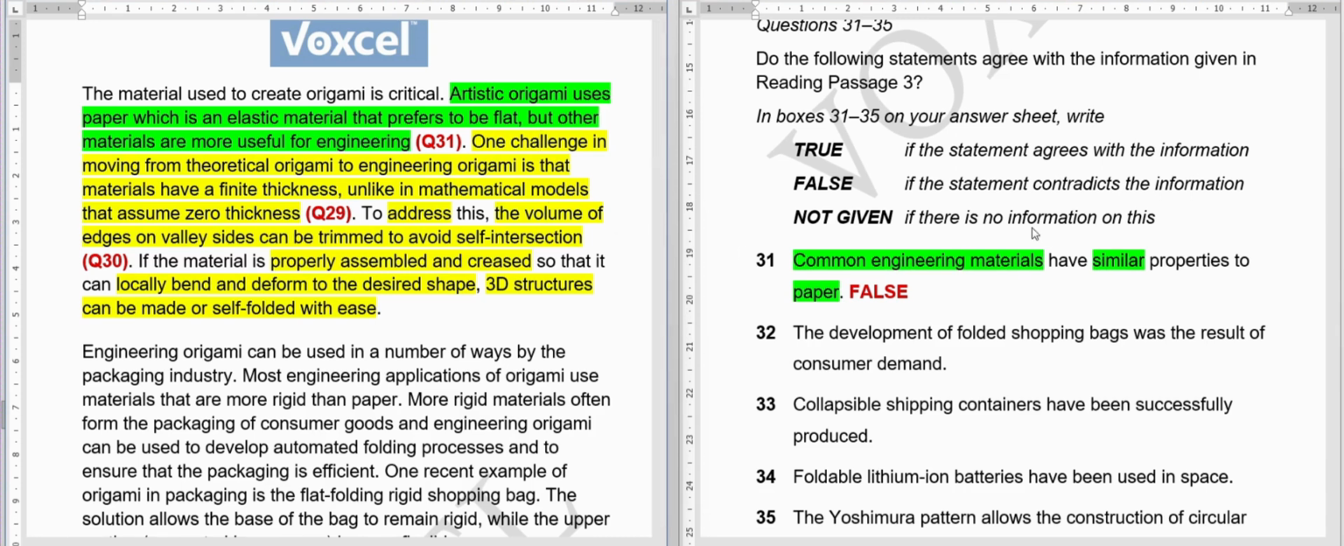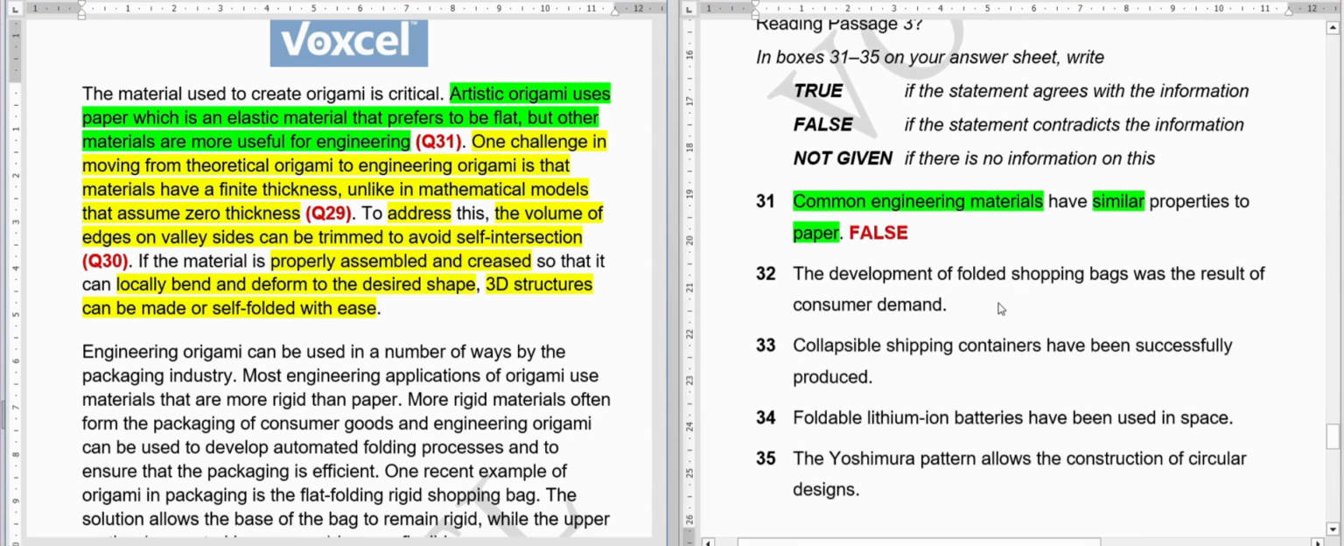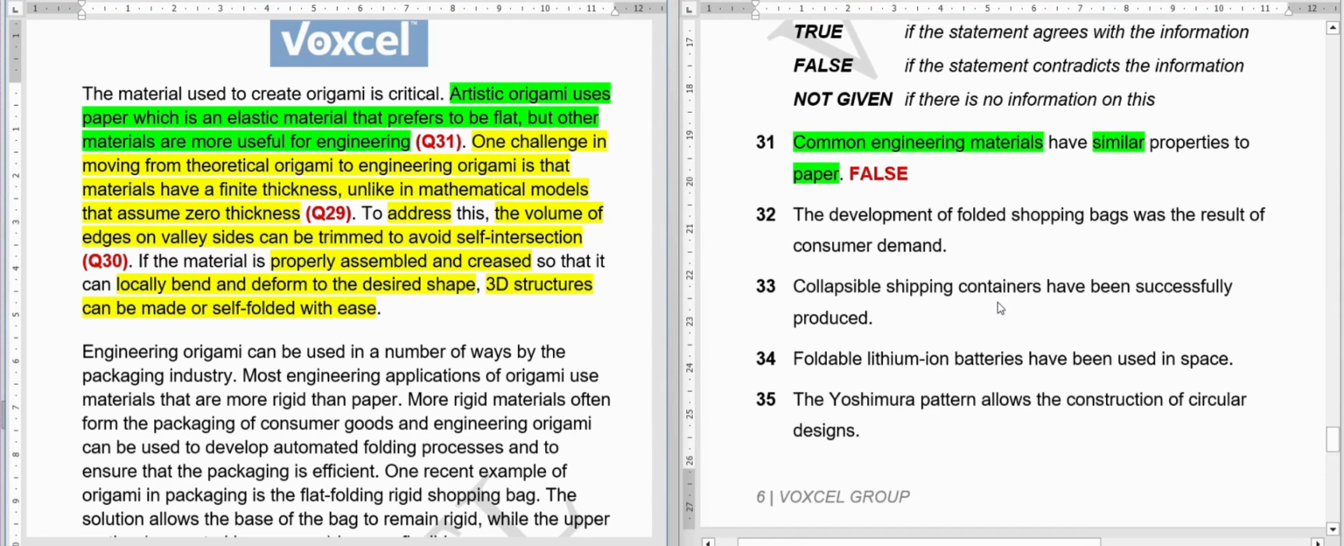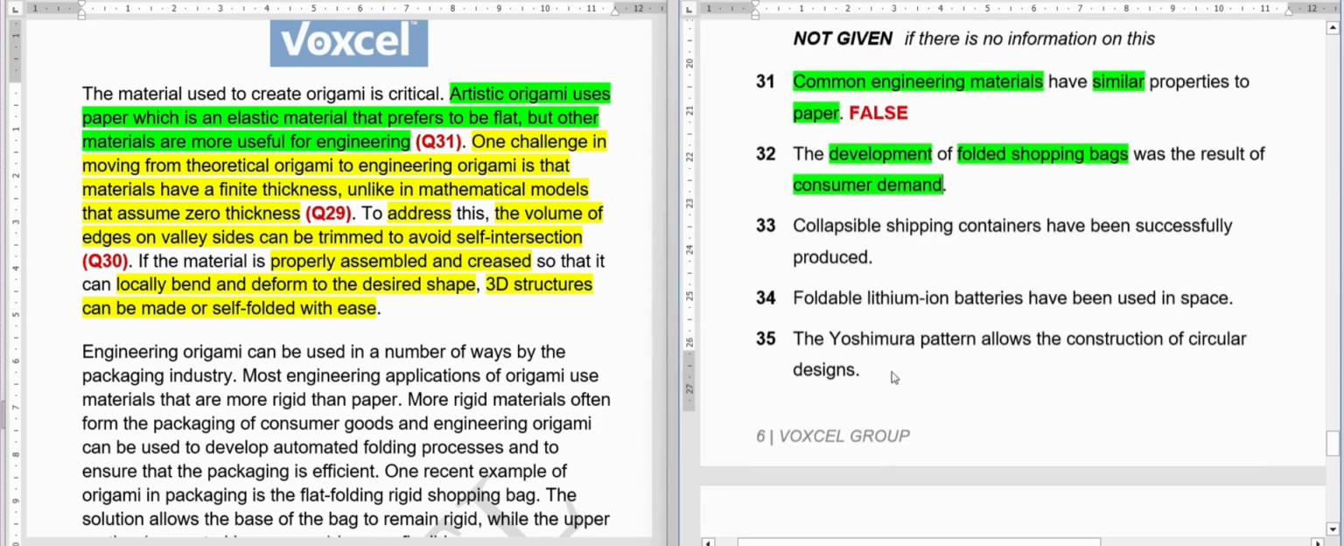I hope it is clear. Let's read the 32nd question. Maybe we will find that here also. The development of folded shopping bags was the result of consumer demand. Okay, so have you read anything about folded shopping bags development and it's the result of consumer demand? No, we haven't read anything about it.